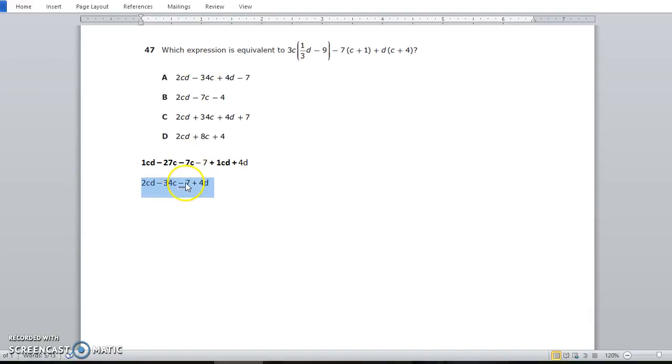I need a minus 7. Yep, there's a minus 7 there. And I need a positive 4d. There's a positive 4d there. So remember, you don't have to have it all in the right order. It does have to have the right signs, though. Answer choice A has the right signs. That's the answer.